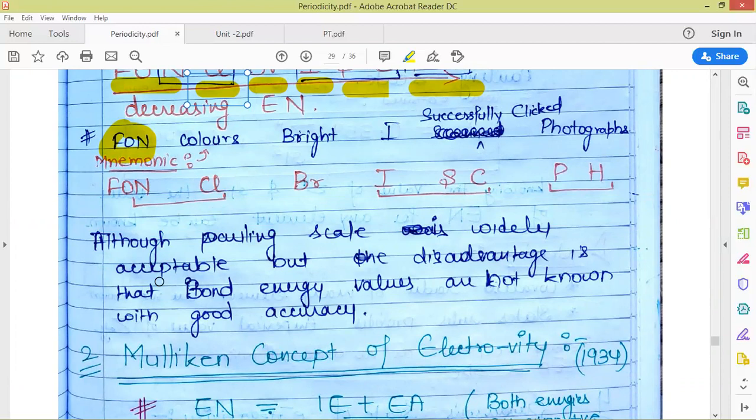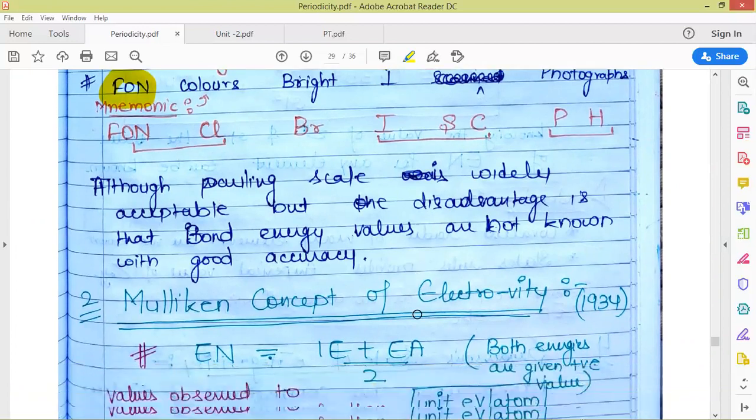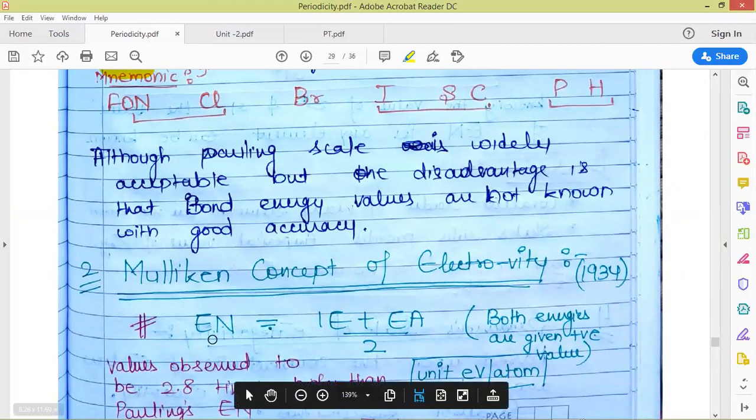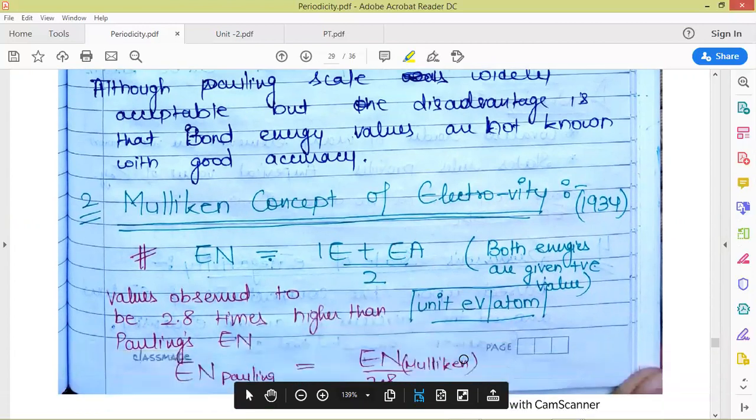So next came the scale by Millikan, the Millikan concept of electronegativity. Millikan gave his concept in 1934, following the Pauling scale. He suggested that electronegativity is equal to the sum of ionization energy plus electron affinity divided by 2, for which both energies are to be taken with positive sign, and units should be electron volt per atom.